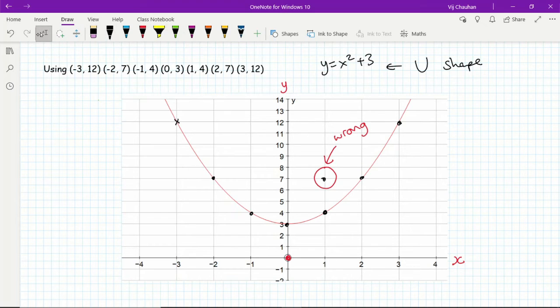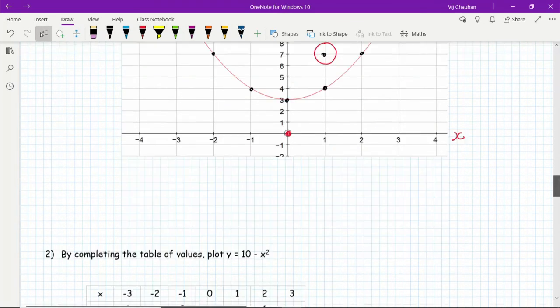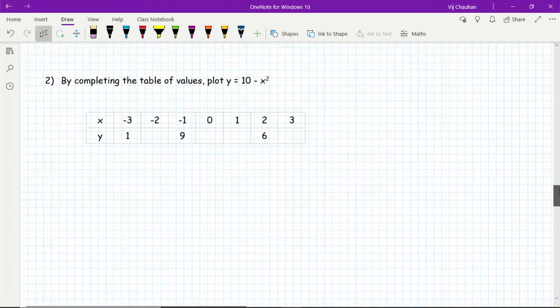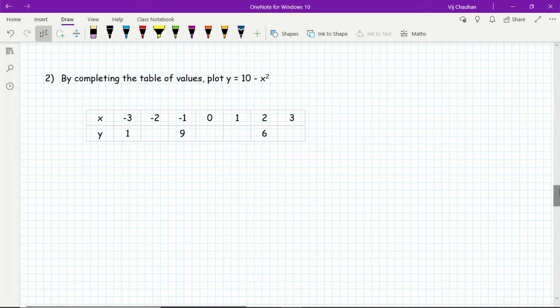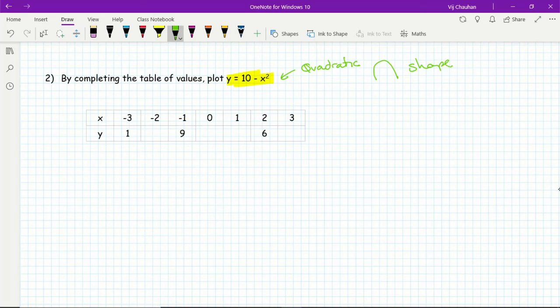So let's have a look at another question. This time we've got a negative quadratic. First things first, looking at the equation, I can see that not only is it a quadratic, but my x squared is negative, so it's going to be a sort of N shape or sad face. So working through the coordinates. Now in an exam, this is typically what your question would generally look like, because it's not asking me to do all the values, it's just asking me to do some.